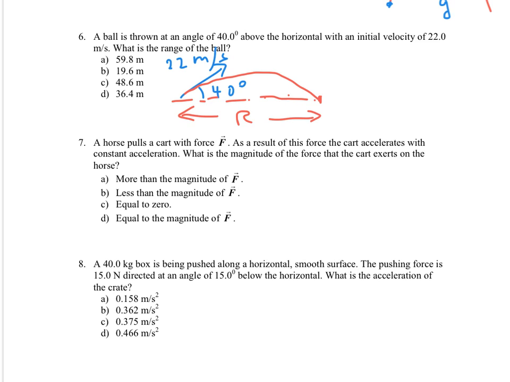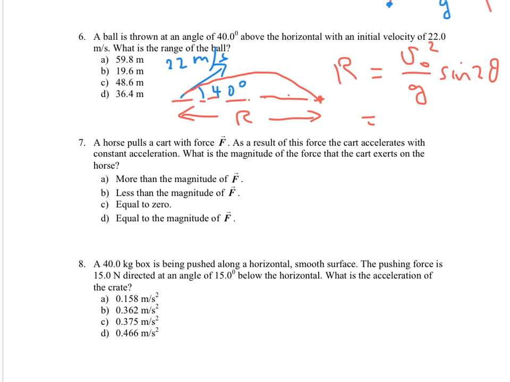And the range is just V0, which is 22 meters per second, times cosine 40 degrees, times the time of flight. And you can work out the time of flight by setting y equal to 0 in the y motion. Now, you can also use the equation for the range, for horizontal range, which is derived, and it is given by the formula V0 squared over g sine 2 theta.